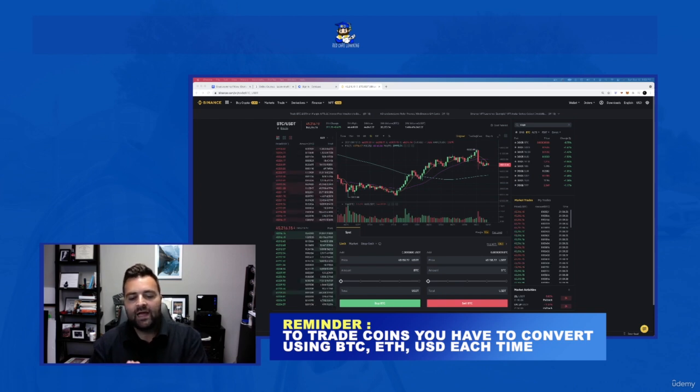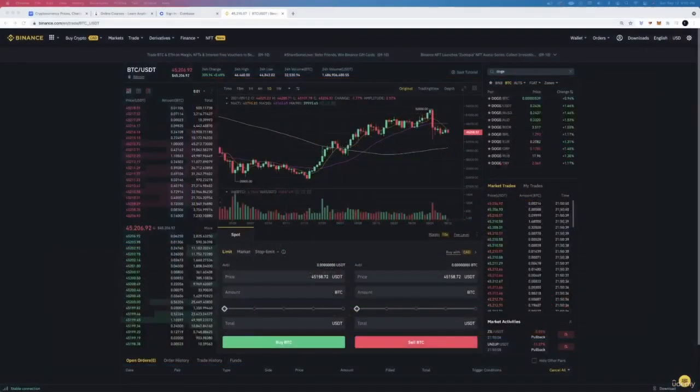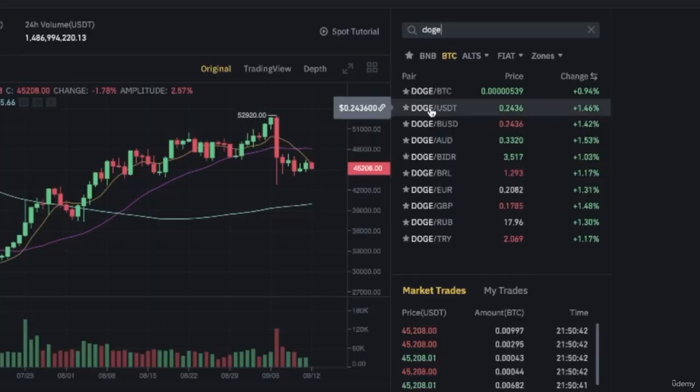So it's not as easy as just converting Doge to XRP or ADA. You typically have to go from Doge to USDT. Then from USDT, you can go into whatever you want. And the fees aren't bad as well. So we're going to go Doge to USDT.